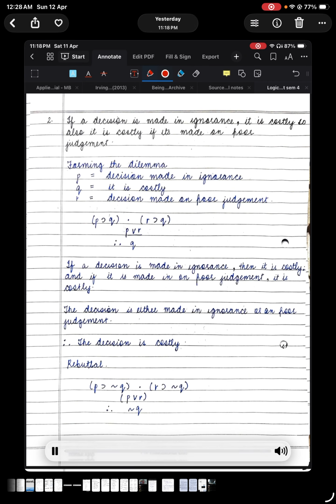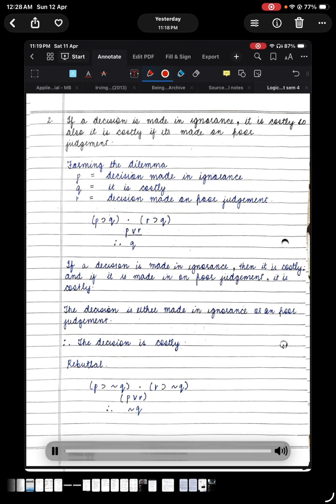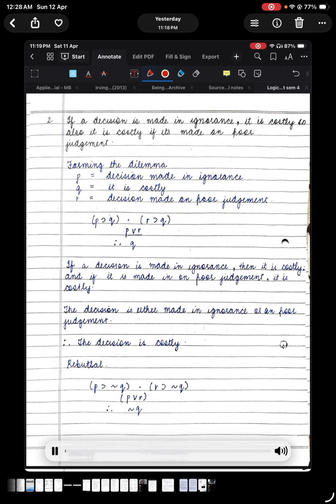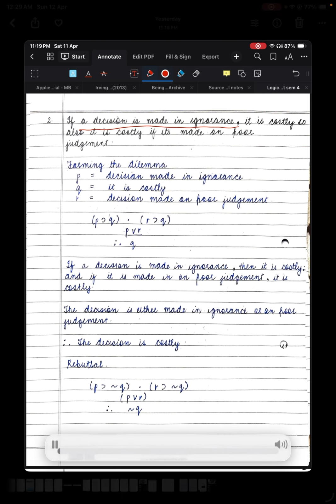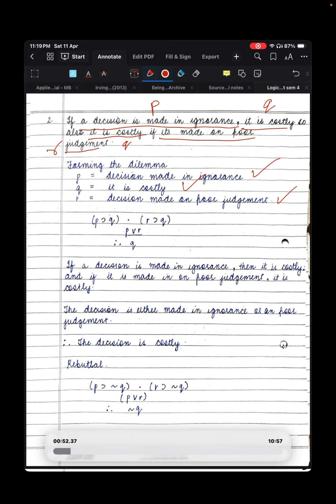Okay, now coming to the second one. This is again same process. I'm gonna speed it up, I think that'll be faster. So first identify the propositions P, Q, R. Okay, so you have a decision made in ignorance. It is costly. It is costly if it's made in poor judgment. So consequences are the same.